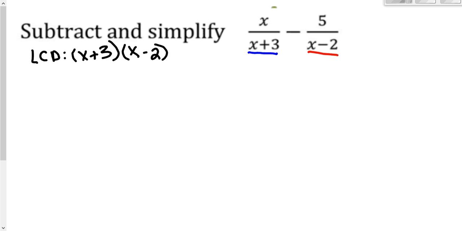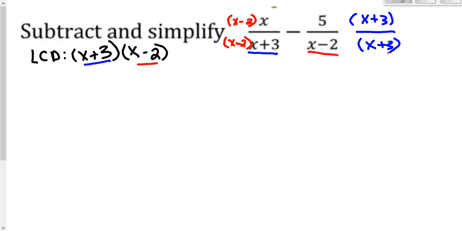So now I'm going to see what is each expression missing. So our x plus 3 is missing that x minus 2. So I'm going to multiply the numerator and denominator by x minus 2. And then when I look at my second expression, 5 over x minus 2, that's missing the x plus 3. So we multiply our numerator and denominator by x plus 3.